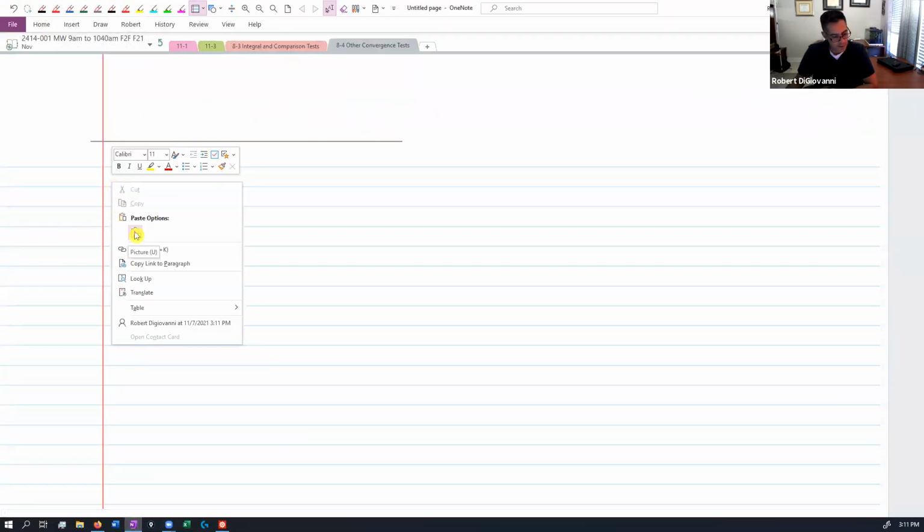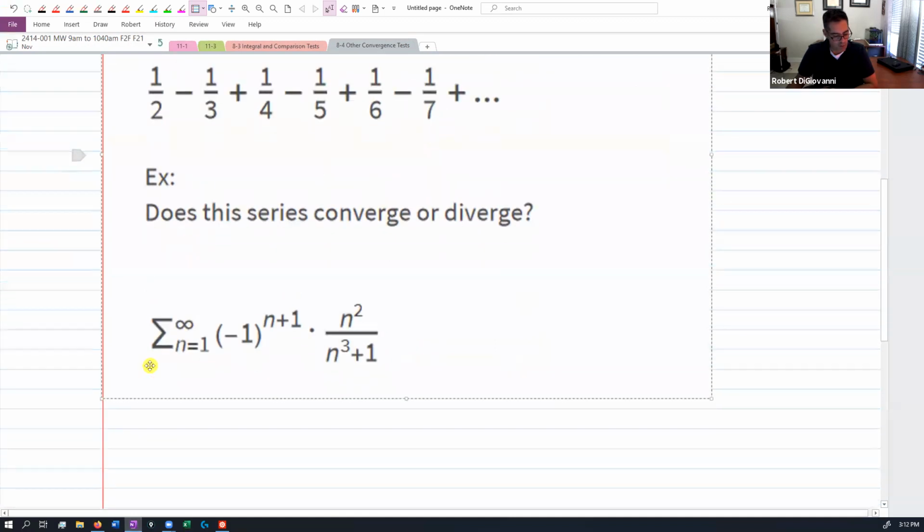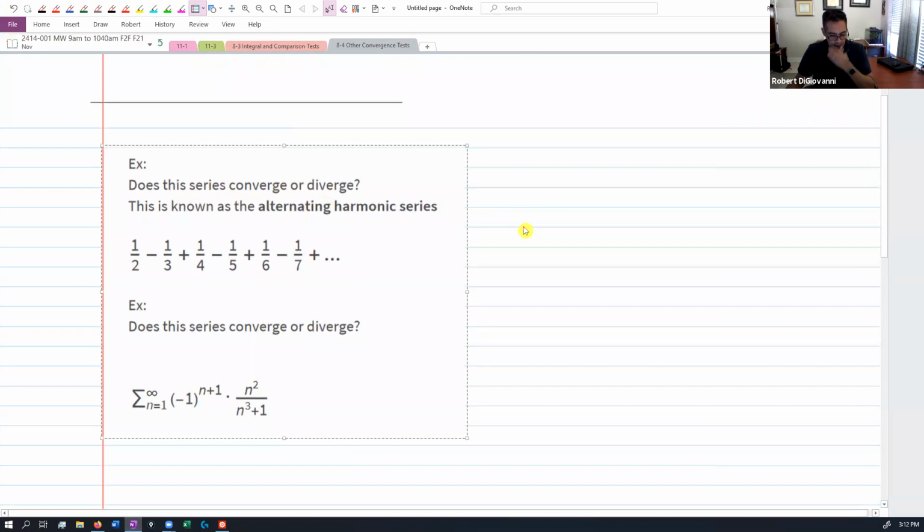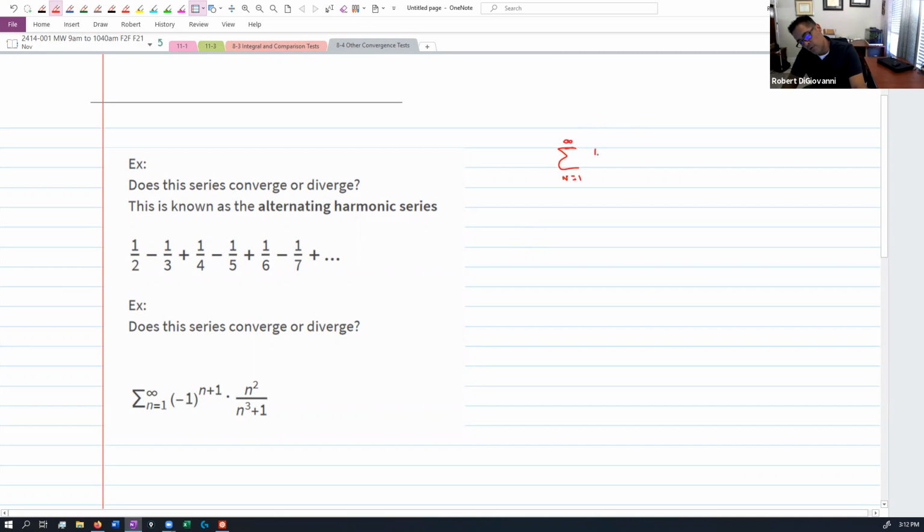Okay, here we go. So the first series we're looking at here is known as an alternating harmonic series. Recall that the harmonic series looks like this: sum n equals 1 to infinity of 1 over n, and that gives you 1 plus a half plus a third plus a fourth. That's what we call our harmonic series, and we know that that diverges.